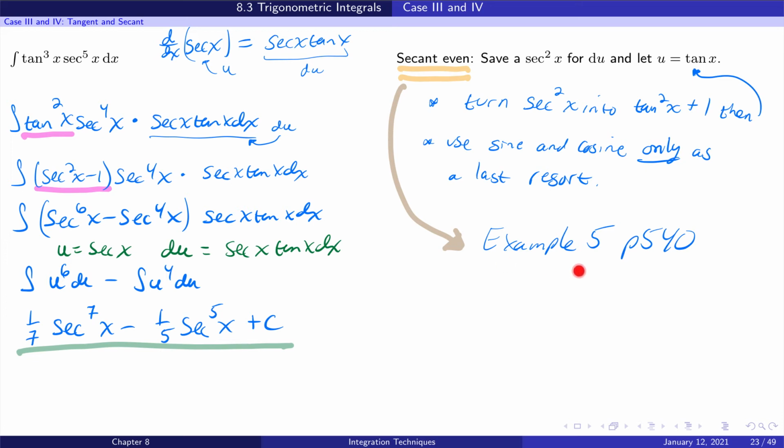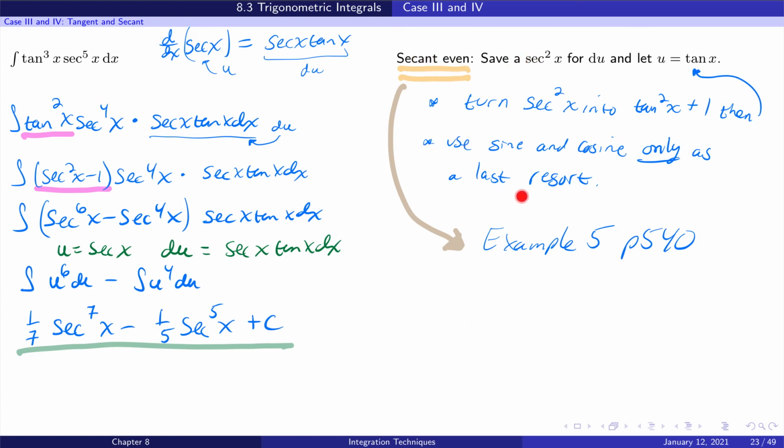So I'm going to refer you to the book, for example 5 on page 540, because this secant even is pretty much the same process. If you have secant to a high even power, pull out one secant squared, and then the remaining even secants will be turned into tangent statements. That way you can let u equal tangent, du is going to be secant squared. That's what you pulled out and saved before you started the process.